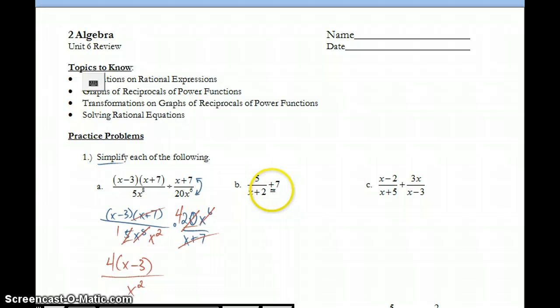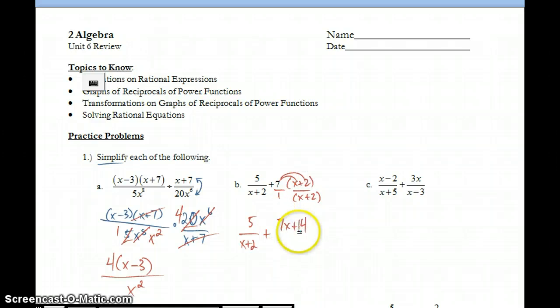For b, we're looking to add two fractions. You add two fractions by getting common denominators. So first, recognize 7 as 7 over 1. And second, let's get them to have that same denominator. So we have 5 over x plus 2 plus, distribute, 7x plus 14 over x plus 2. And now we can combine them into one fraction. I have 7 plus, well, there's only just the 7x. There's nothing to add it with, so we have 7x. And it is plus 7x, so it stays plus. And 5 plus 14 is 19.